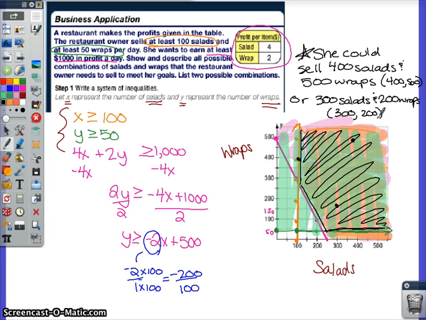So we can see how a system of inequalities can represent a situation to fit all the criteria here for her meeting her goals of making the profit she wants and also selling a minimum amount of wraps and salads that she has. Now you have one to try on your note guide.